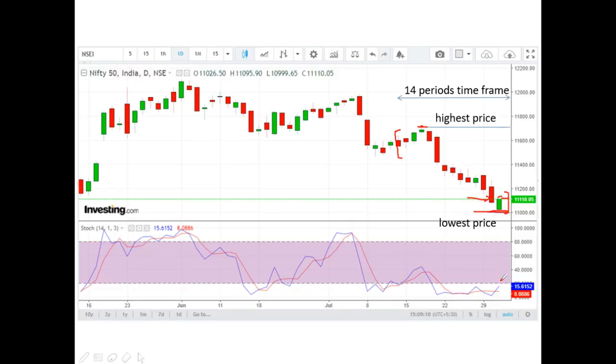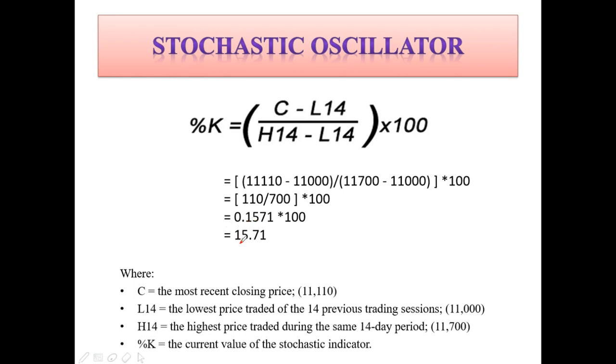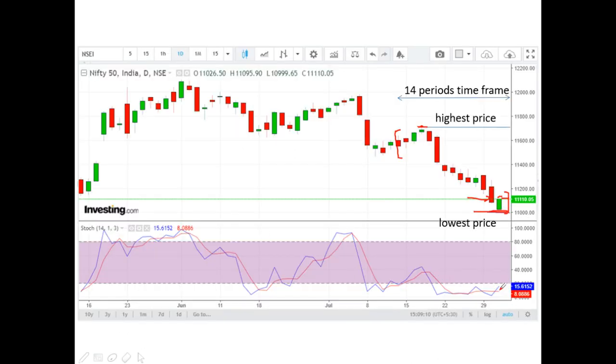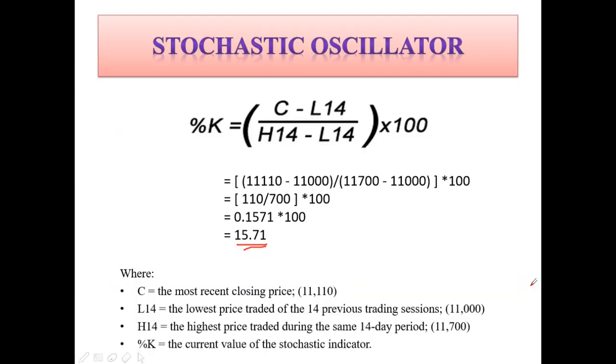In the chart itself, we can also see it is in the 15 range. This blue line is at 15.61, which is pretty similar to the answer we have gotten. Since we have rounded the numbers, the decimal points are a little different. But overall, as we can see, this blue line is the stochastic indicator, and we have calculated the value for this specific point, that is 15.7 or 6 in that range. So that is how the stochastic oscillator is plotted on the chart.